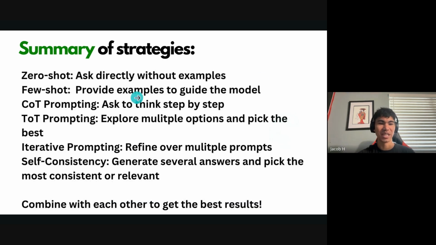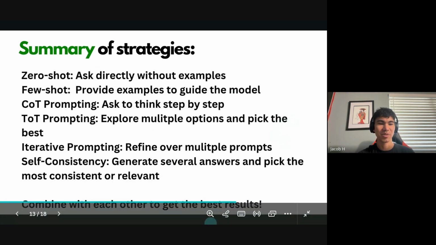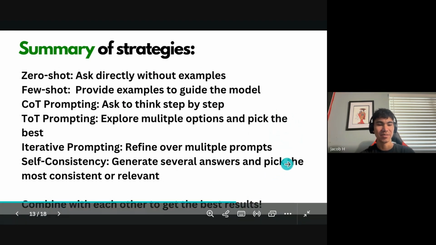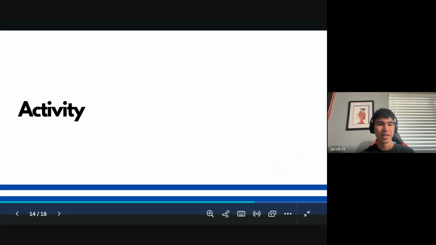And to explore this, quick summary here of just everything. I don't know if you guys want to take a screenshot of this, but it might be useful. It's just a little blurb of everything here as we go through the activity. Just talking about zero shot, few shot. I've got the chain of thought acronym there, tree of thought, iterative prompting, and self-consistency as we go through the activity right now.